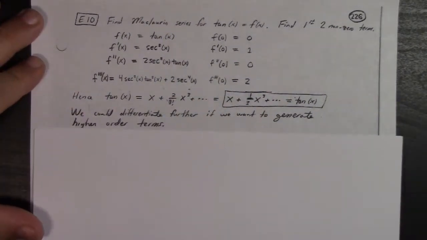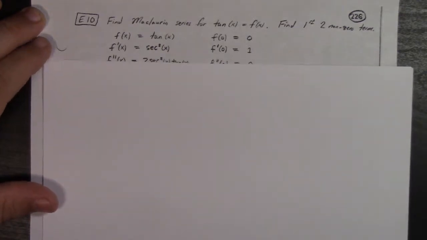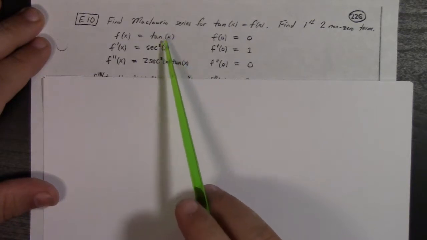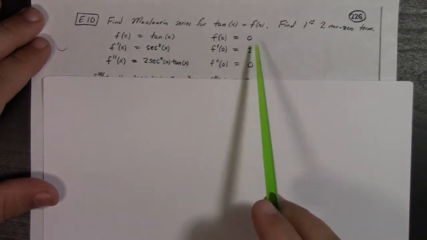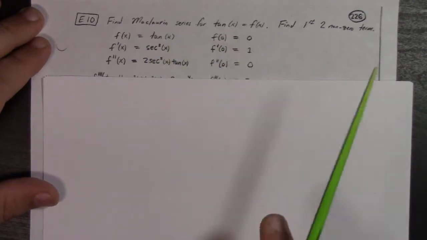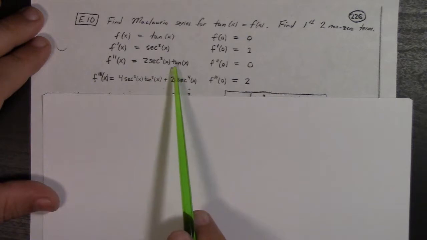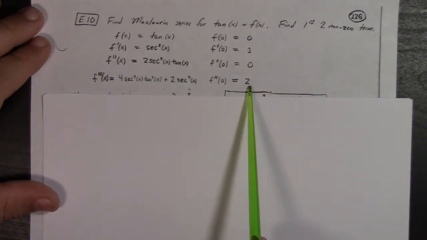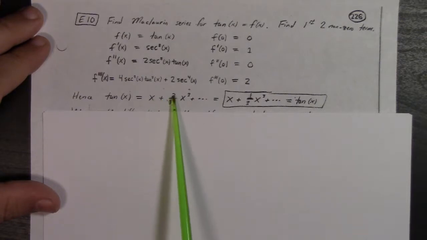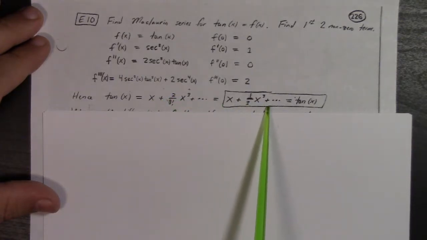Example 10, we're asked to find the Maclaurin series for tangent. I just find the first two non-zero terms, so it's not too bad to differentiate once and then twice, and we get 1 for the first derivative, but these are 0. Apparently we'll need to differentiate one more time. Careful of your chain rules and power rules and such. We get 2, and then by Taylor's theorem, we get x plus 2 over 3 factorial x cubed, so we get x plus 1/3 x cubed plus dot dot dot.